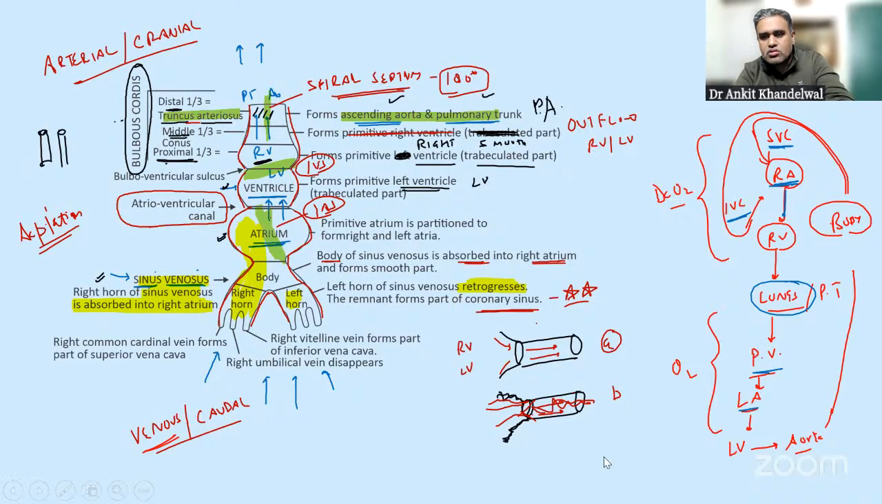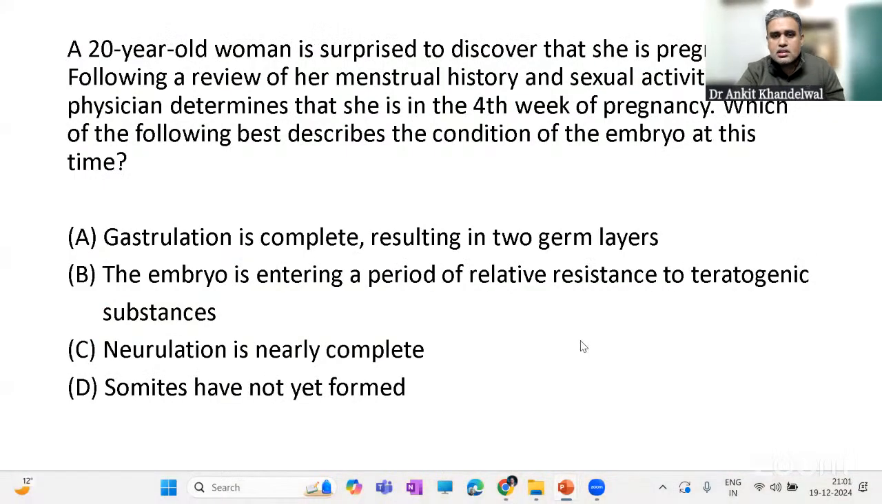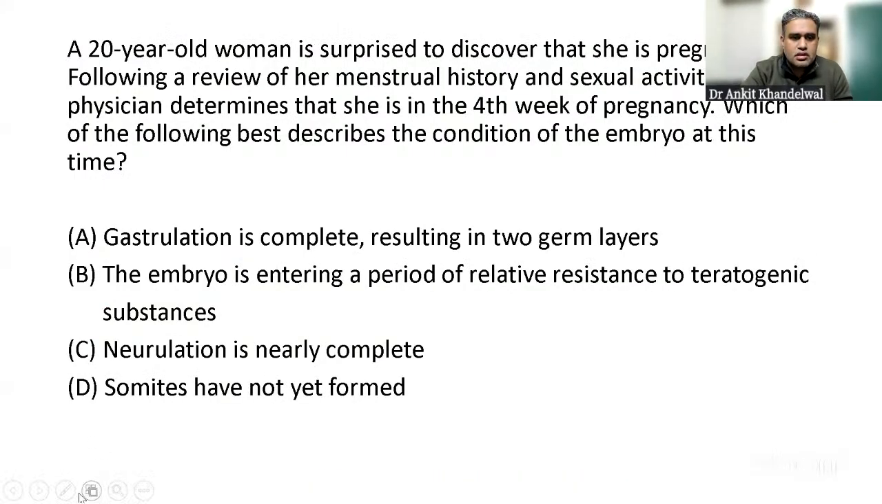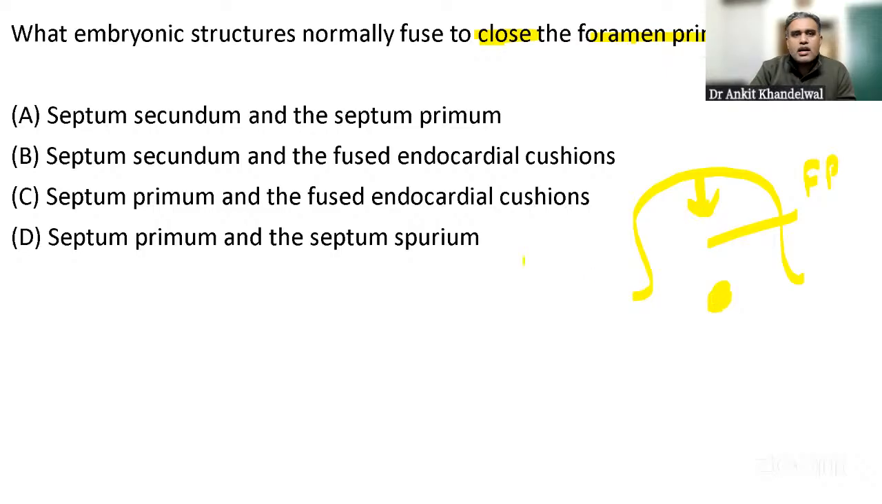Let us do a couple of MCQs over here so that we can test our knowledge of how well we are going. Just a second, let me use a highlighter. Question: which embryonic structures normally fuse to close the foramen primum? Let me make it like this, just coming down. This was your initial foramen primum. So this septum primum has to fuse with the endocardial cushion. The answer is option C.